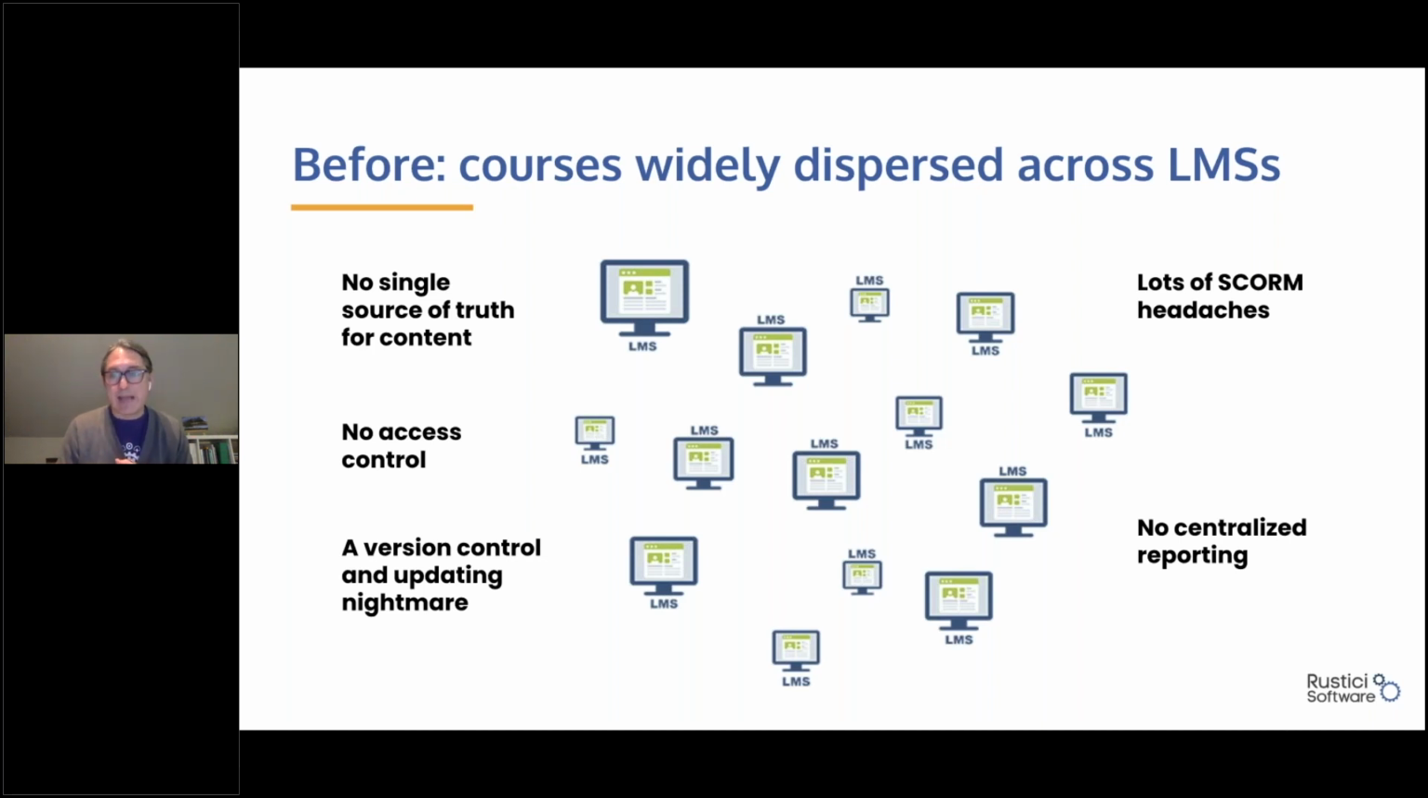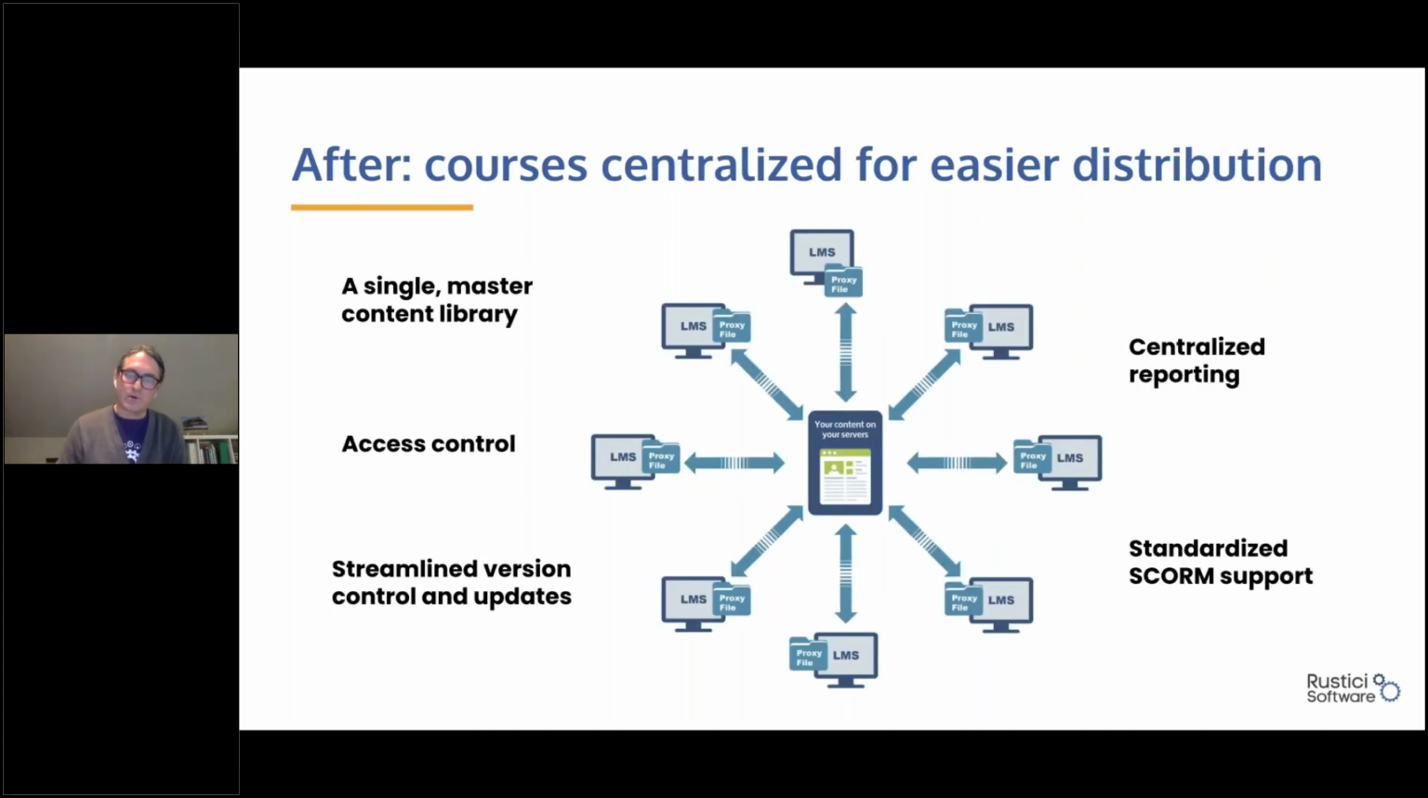There's no master content library. There's no easy way to cut off access when you need to. Versioning is an incredible headache and nightmare. Lots of different standards that you have to support across all these disparate systems, no centralized reporting, all reflective of the challenges that we're helping with in the previous slide.